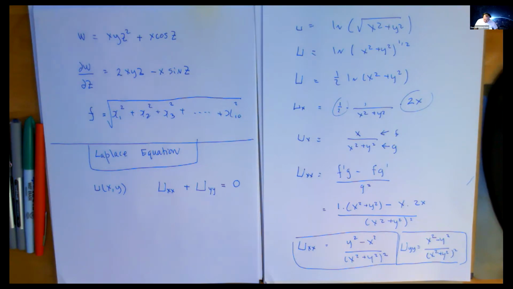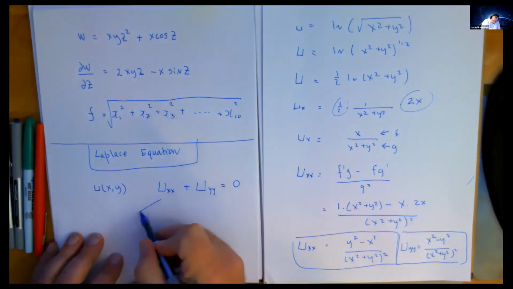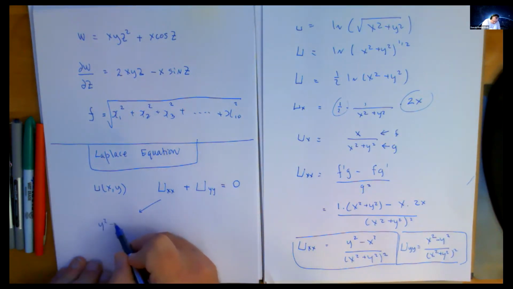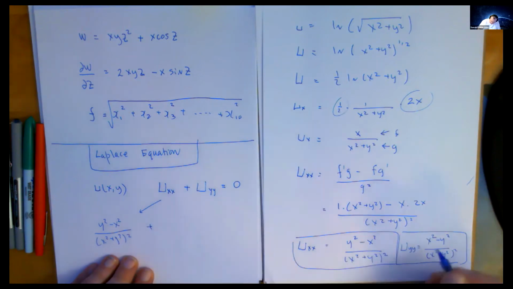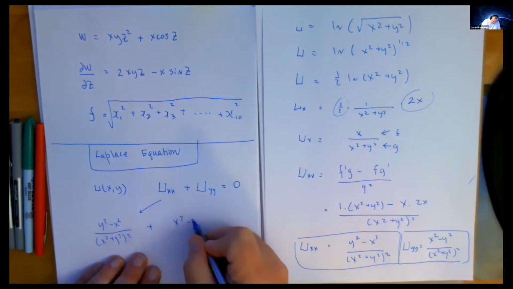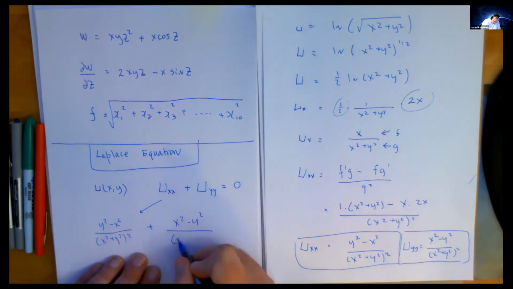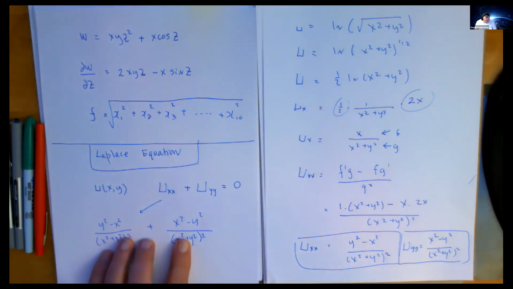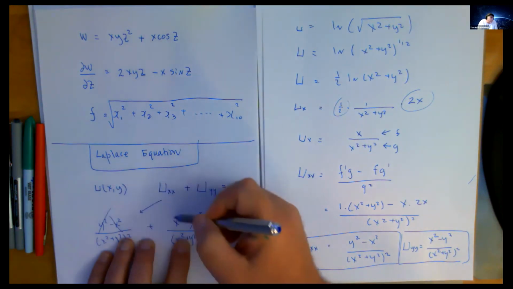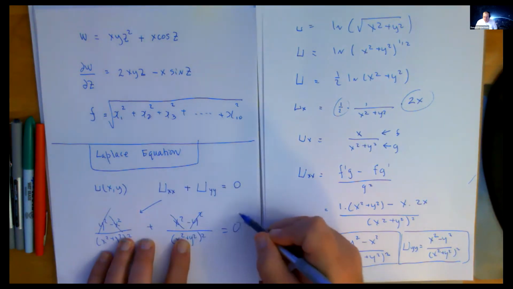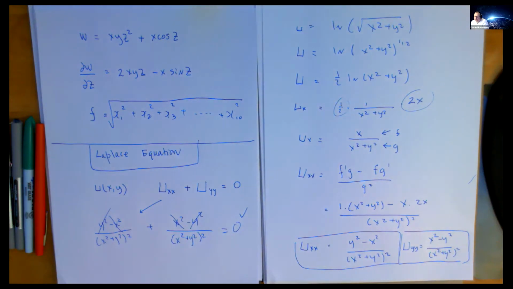Now let's put these together. If you take the first fella, he looks like this. If you add the second fella, he looks like this. They share a common denominator. Oh, you get killed by that. That gets killed by that. Hey, it works. Cool.